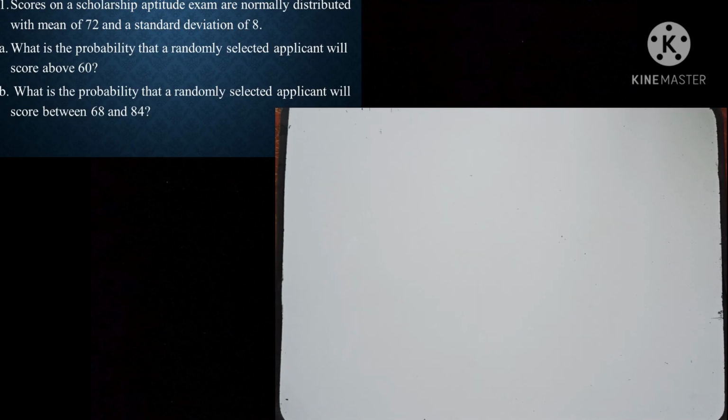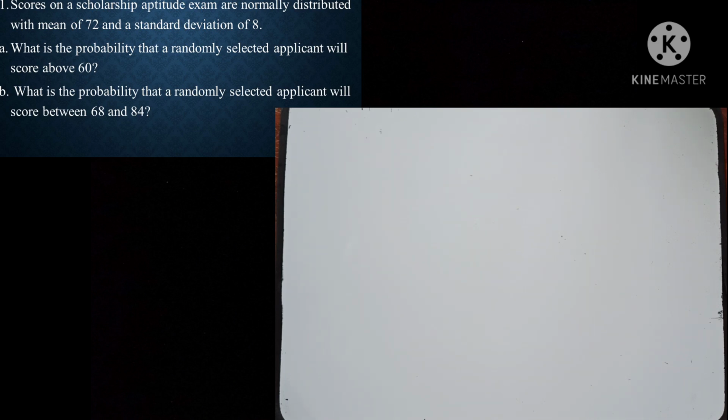Okay? Okay, so for example, scores in a scholarship aptitude exam are normally distributed with mean of 72 and the standard deviation of 8. For letter A, what is the probability that a randomly selected applicant will score above 60? And for letter B, what is the probability that a randomly selected applicant will score between 68 and 84?